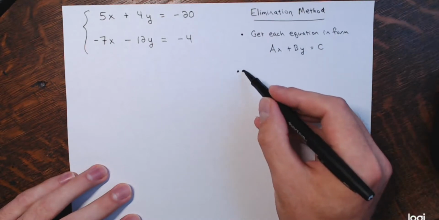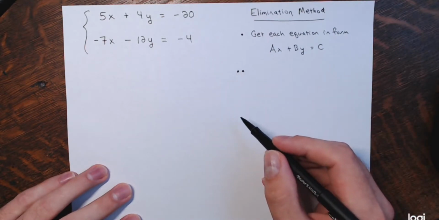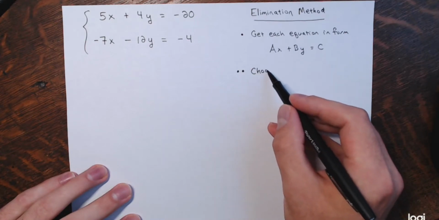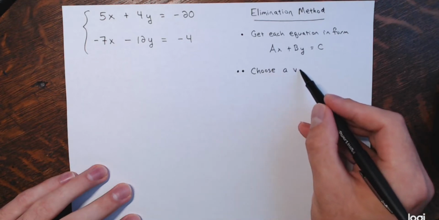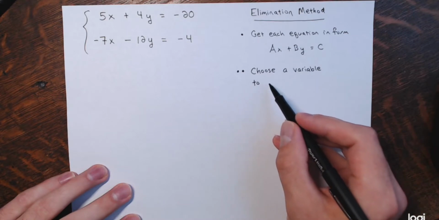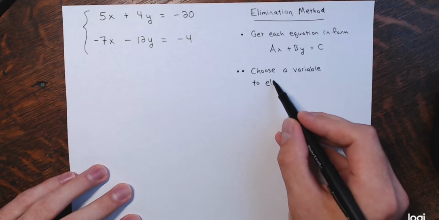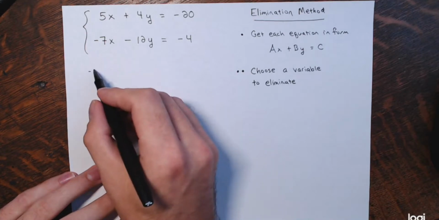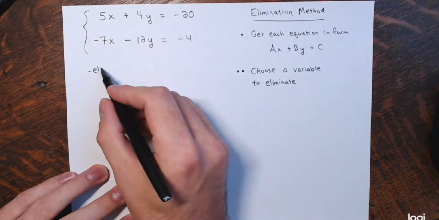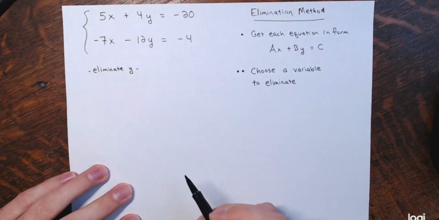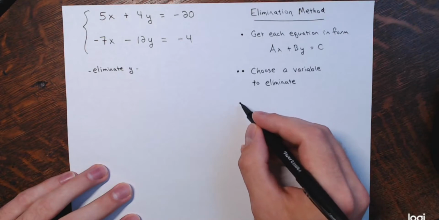The second step, I'm going to choose a variable to eliminate. Now, with experience, with practice, it'll be easy to see which variable will be easier to eliminate than the other. So here I'm going to eliminate y's. Right. So I'm choosing to eliminate y. And here's how that's done.